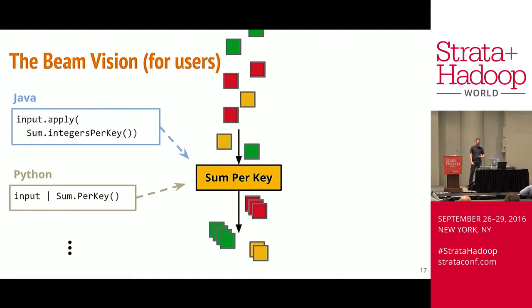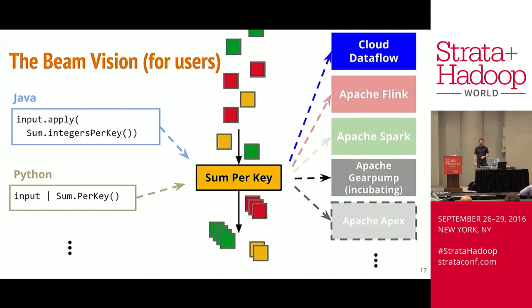So the vision of Beam is to allow you to write a pipeline in your language of choice. Here is actual Beam Java and Python code. These are both in the repository right now. And the SDK for your language translates it into a language-independent representation. For the purpose of my talk, a language-independent representation is drawings of boxes and arrows. And then you take this pipeline and you run it on the service of your choice.